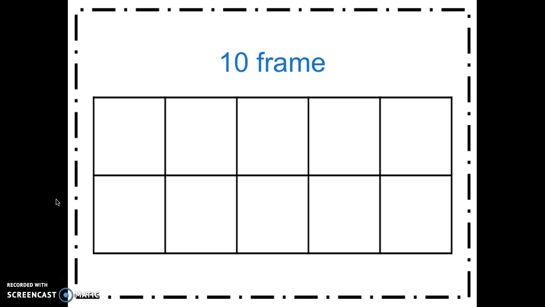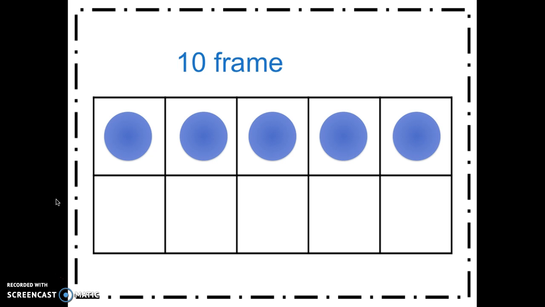I'm going to go ahead and pass out some supplies for you, and I'm going to have you fill in the top row. Pause the video while you get ready. Press play when you're ready to continue. Okay, how many beads are on our tens frame? 5. Good job.